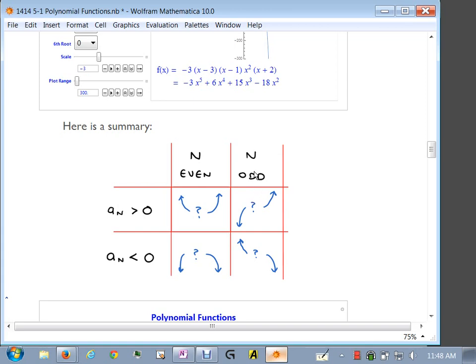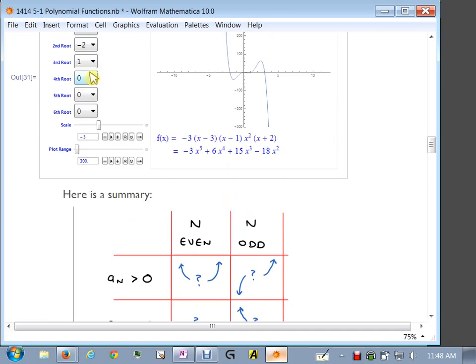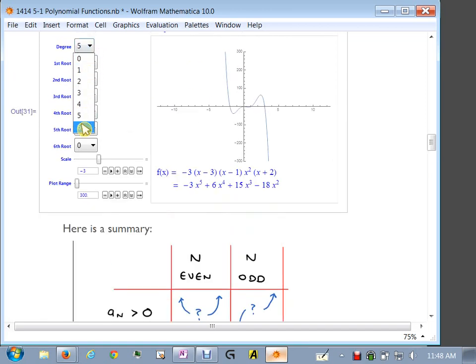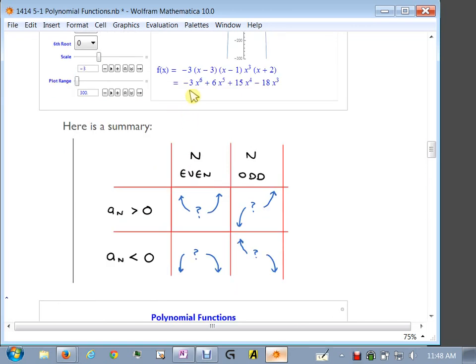So if you're an odd degree, you have two scenarios. Left down, right up, or left up, right down. And the way that's determined is with this leading coefficient again. So back up here, I'll give you a new one. Right there, I just changed it.